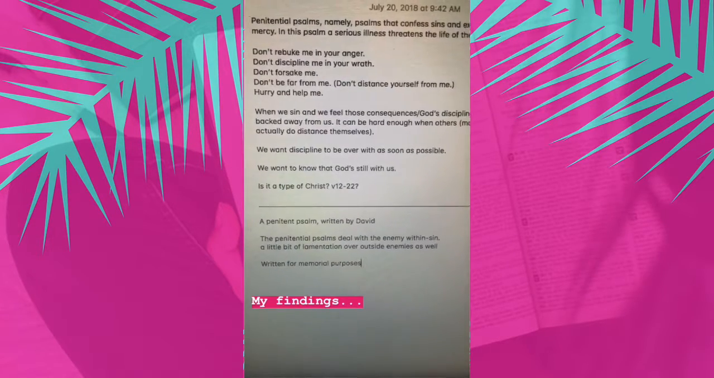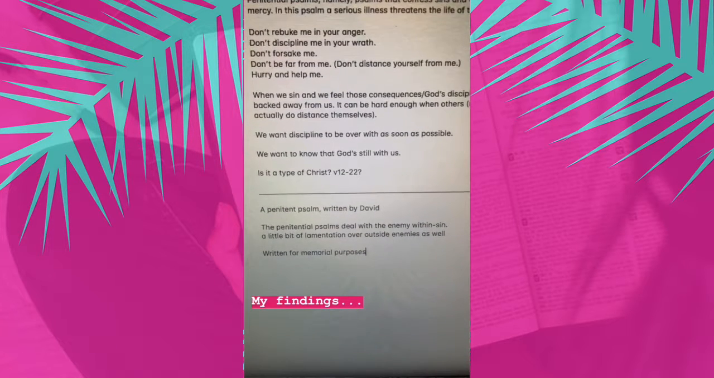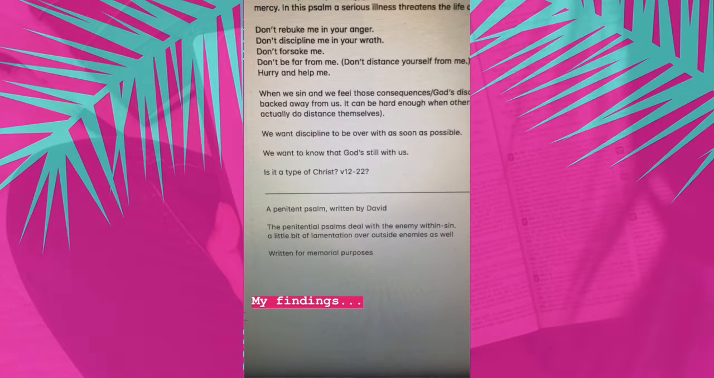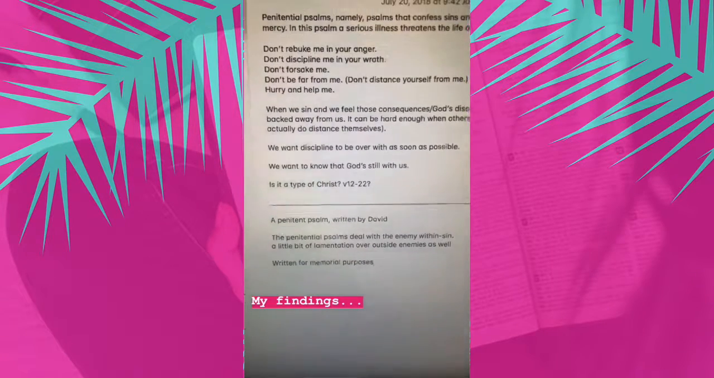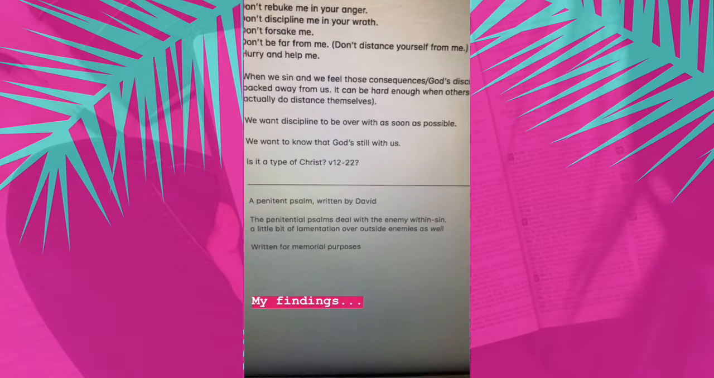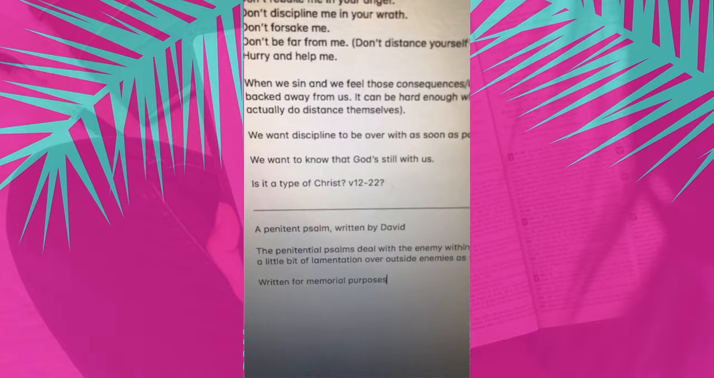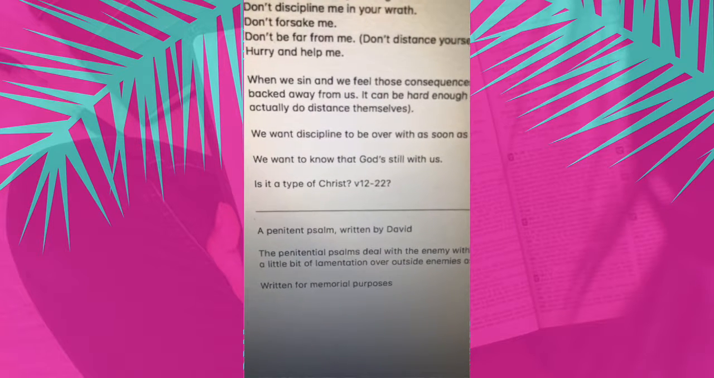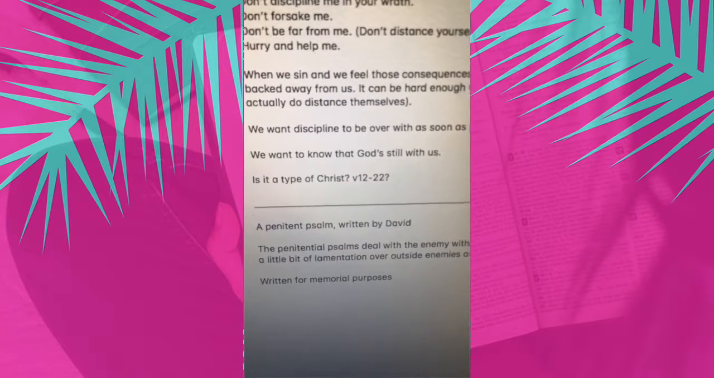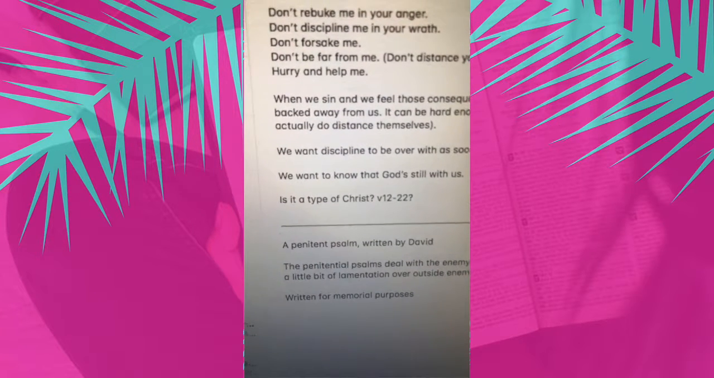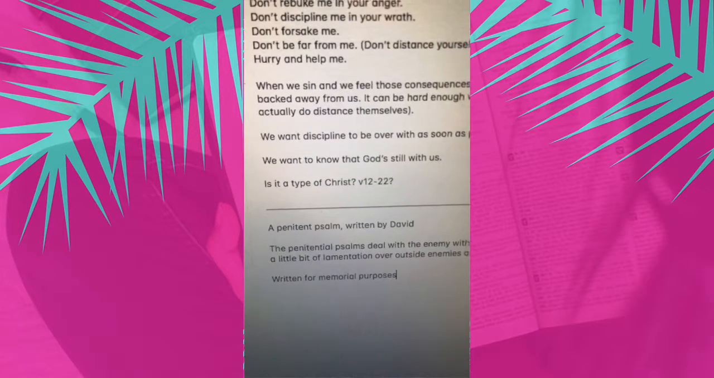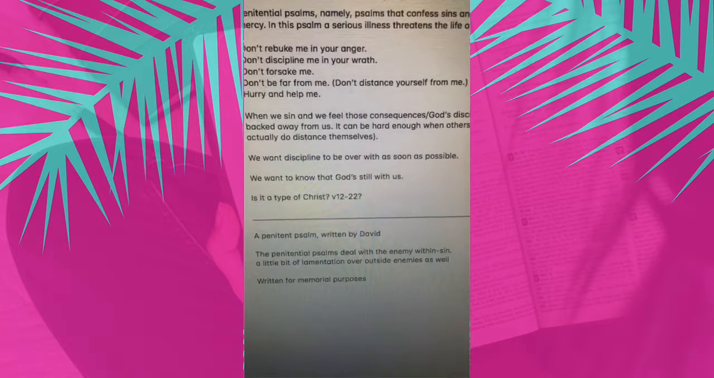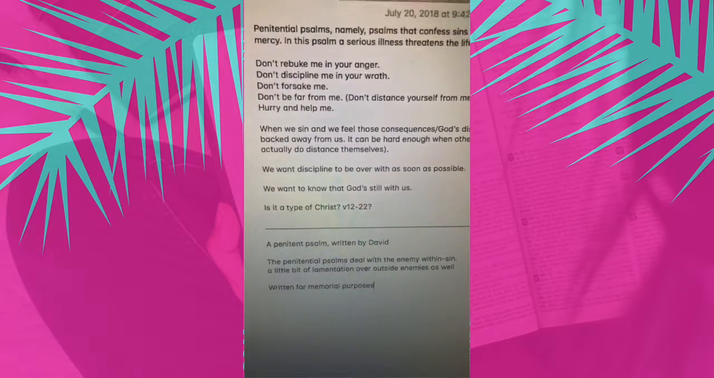So going back to the context of this passage, I found out that it is a penitential psalm, which is basically a psalm where the psalmist confesses sin and asks for God's mercy. I also figured out that the purpose of the psalm was for memorial purposes. So this is either because David is making a prayer and he wants to remind God of his situation to get God to act, or he wants the people of God to remember how they should pray to the Lord when they're in a similar situation.